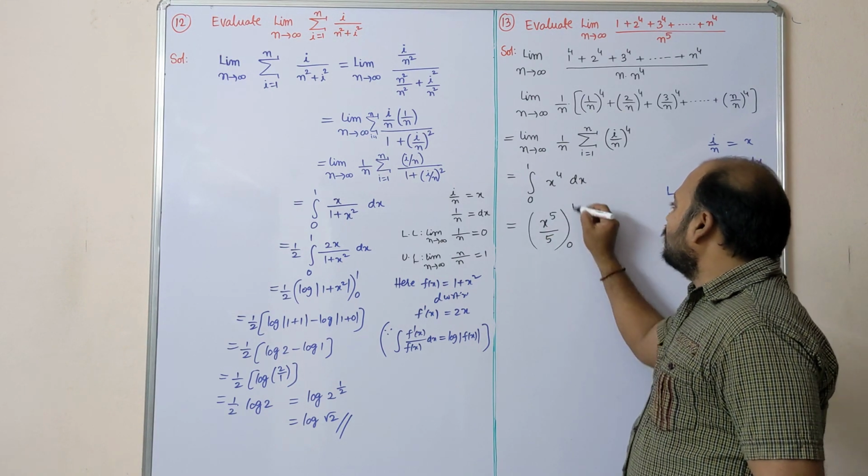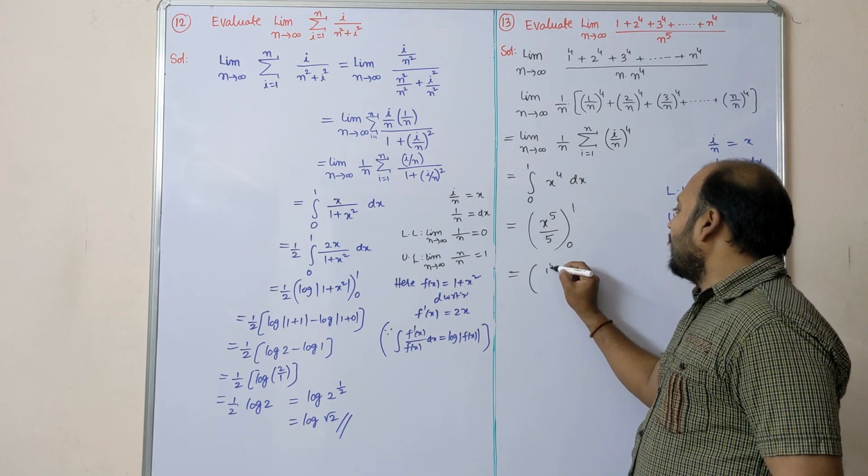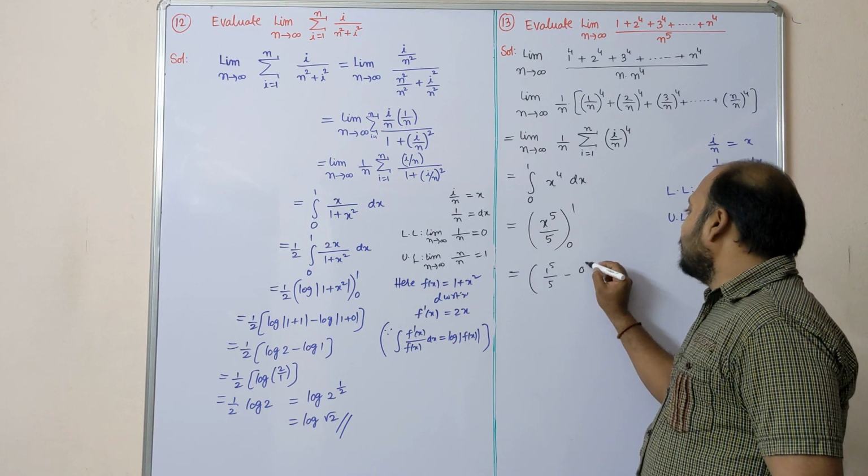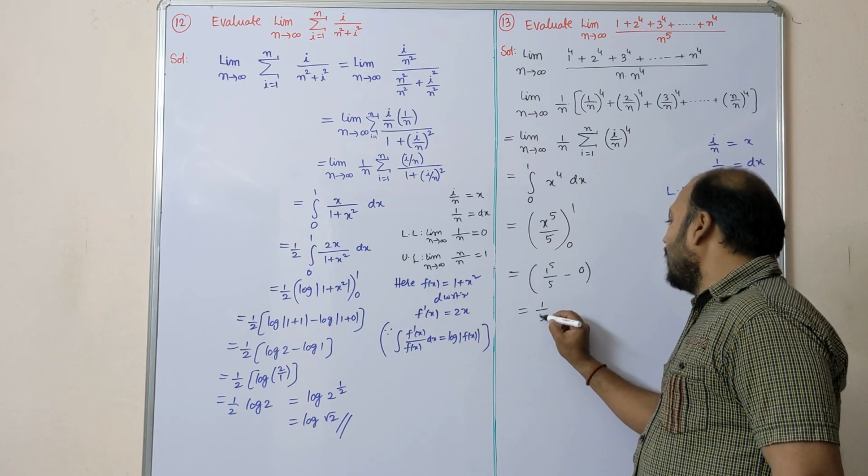Applying the limit 0 to 1. So 1 power 5 by 5 minus 0. So that is equal to 1 by 5 minus 0.